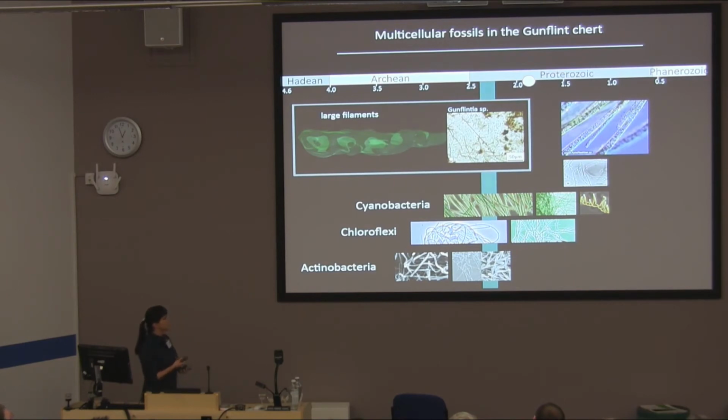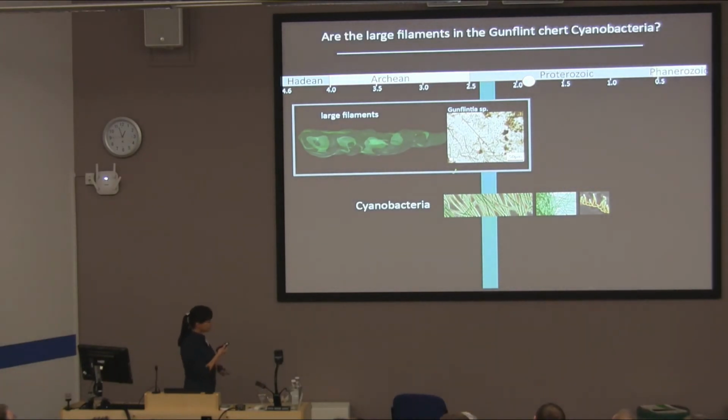As for the Gunflint chert, where we said those large filaments could resemble Cyanobacteria or Proteobacteria, size-wise they compare to Cyanobacteria, and phylogenetically it seems that Cyanobacteria have been present at that time at least. So now, what do we know about modern Cyanobacteria?